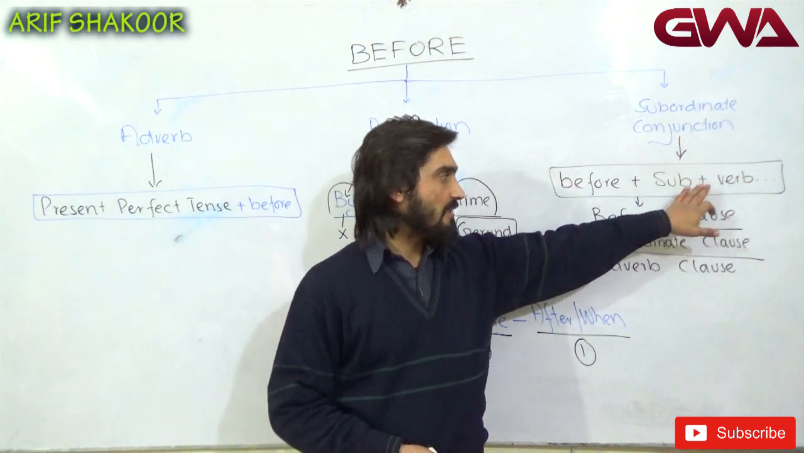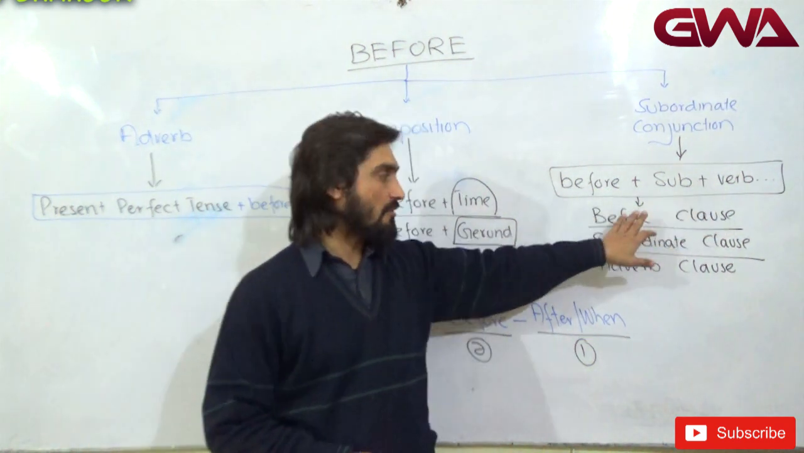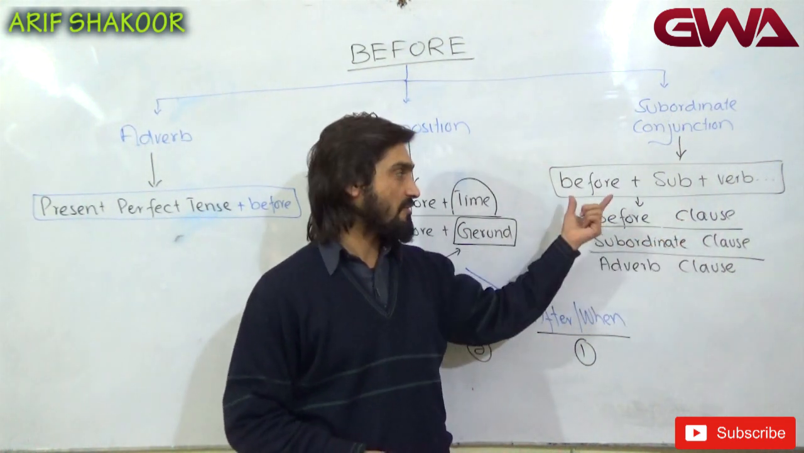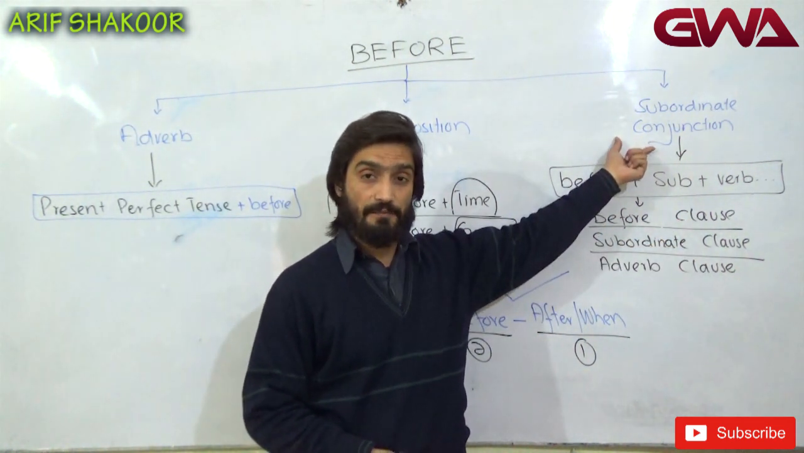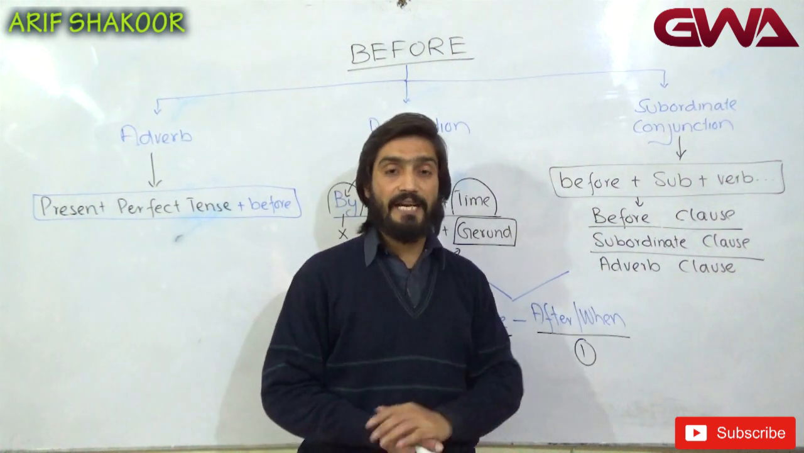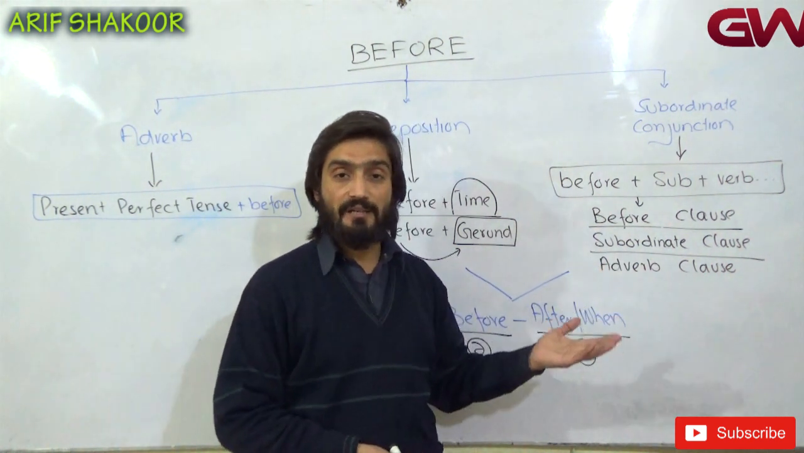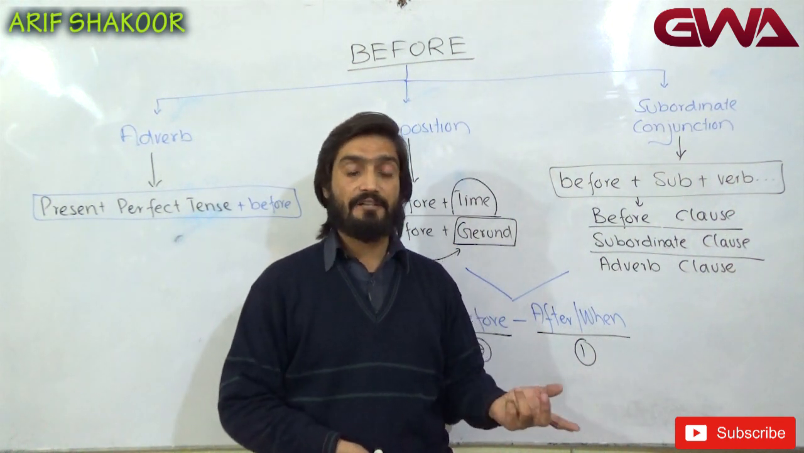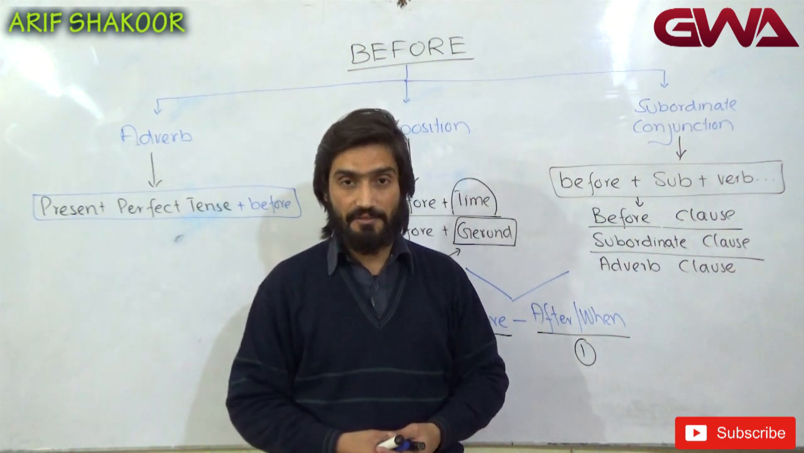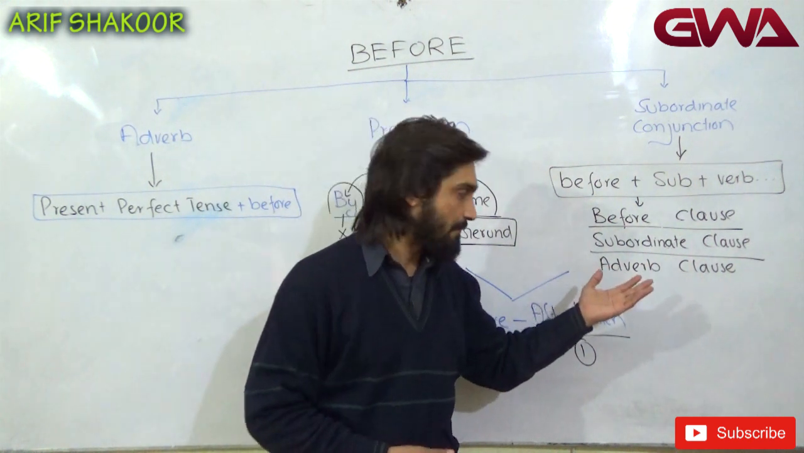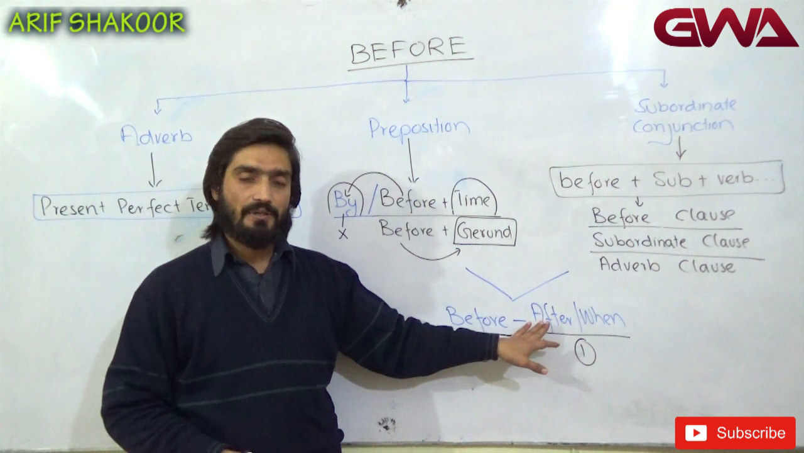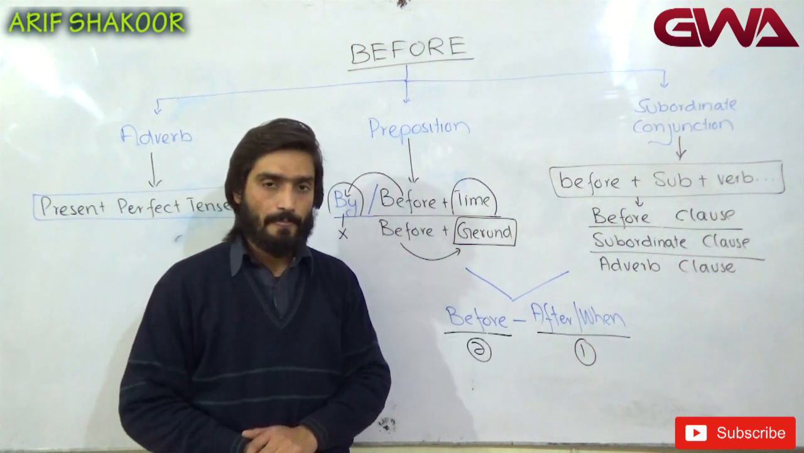Before plus subject plus verb is also called before clause. You can also call it subordinate clause because before is a subordinate conjunction. It is also called an adverb clause because it is a dependent clause and it modifies the verb or an adjective or an adverb in the independent clause. I'll make examples later. Now, here comes the difference between before, after, and when.